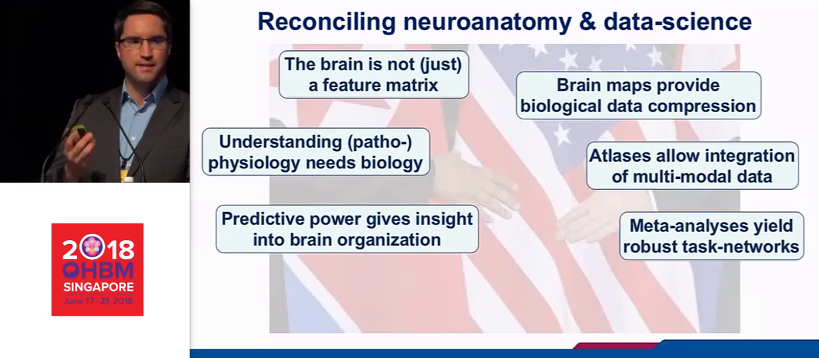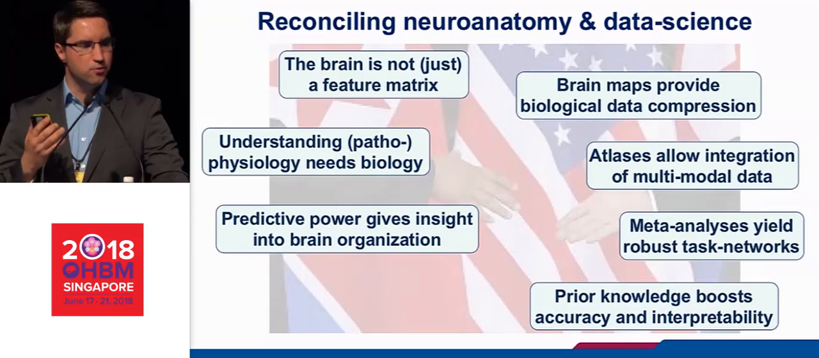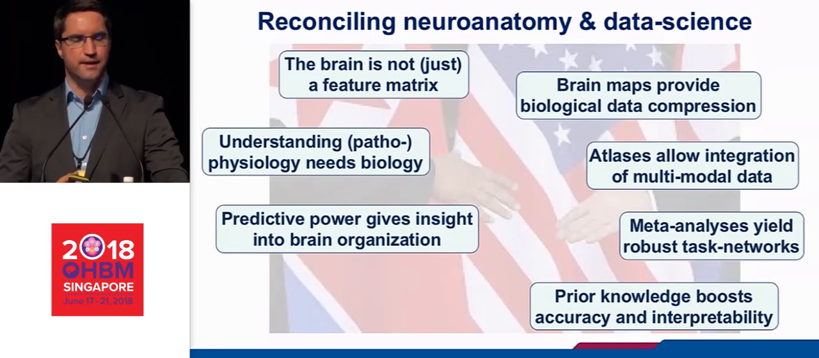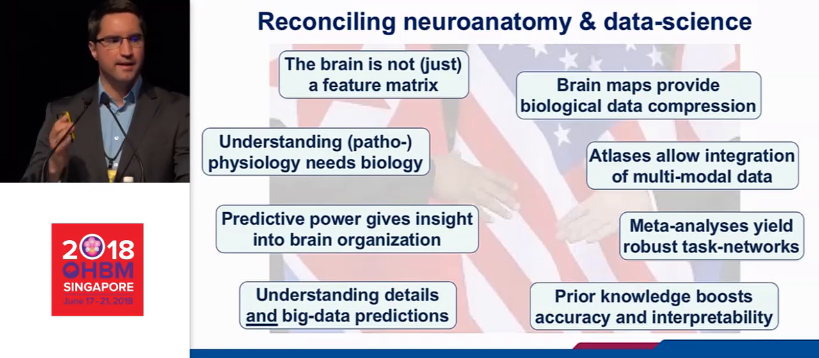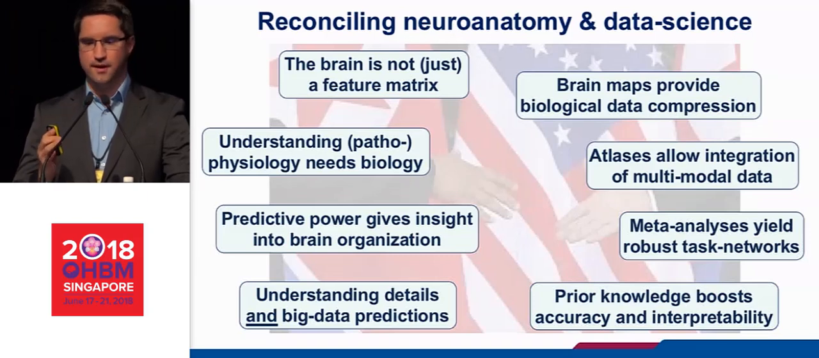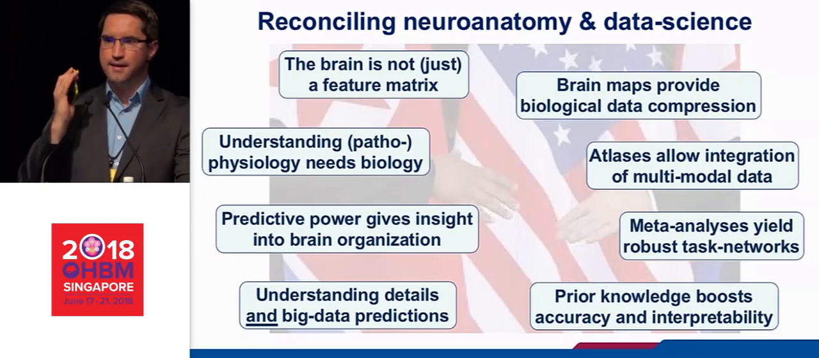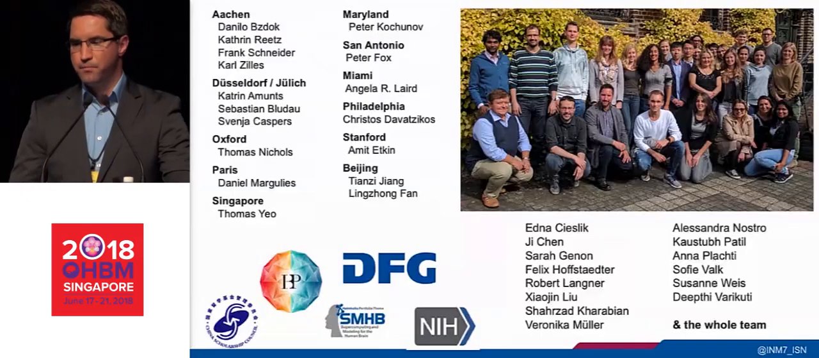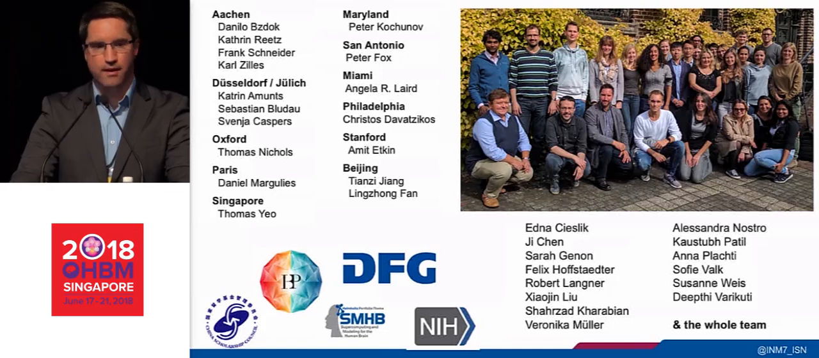Meta-analysis then yields robust task networks that we can use as prior knowledge to boost accuracy and interpretability of task-free predictive analysis. And so I will conclude with, in order to understand how the brain works, how it's different between subjects and how it's organized, we need to push this integration between understanding neuroanatomical details, functional neuroanatomy, and big data predictions.